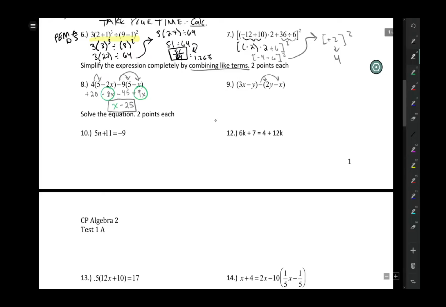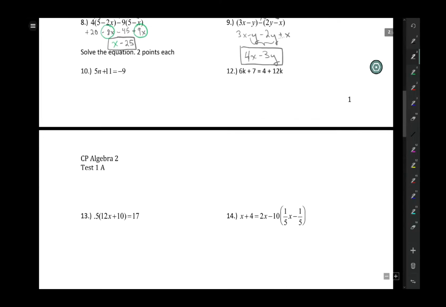Distribute your negative, that's all you need to do here. 3x minus y minus 2y plus x. Okay, and that's where the mistakes are going to happen. Students are going to forget to distribute the negative, so you're going too fast. 3x plus x is 4x. Negative y minus 2y, be careful with negatives again, is negative 3y. And that's how you can write it there.